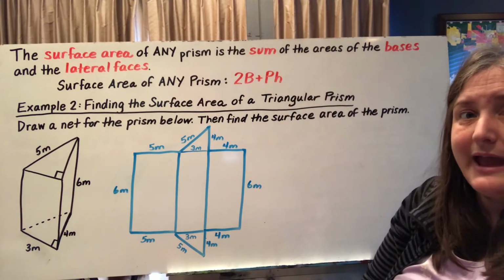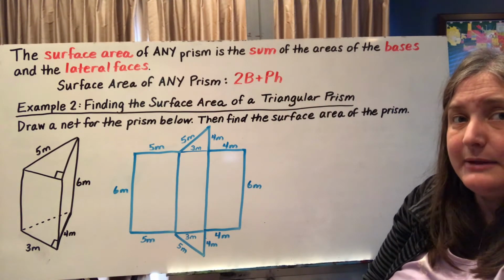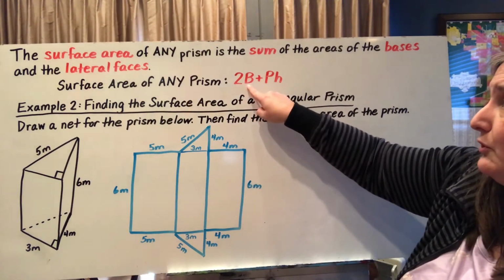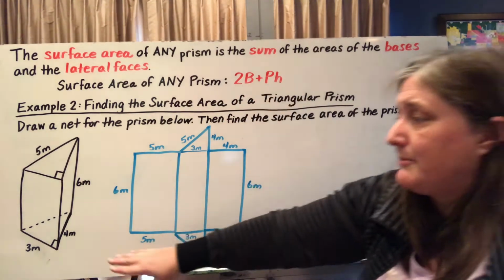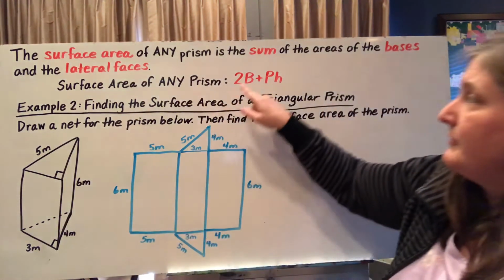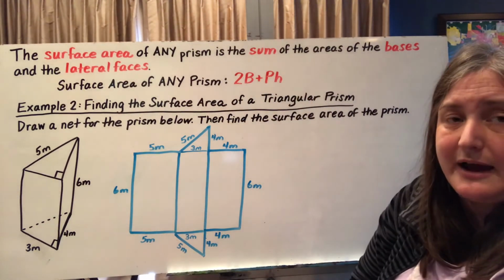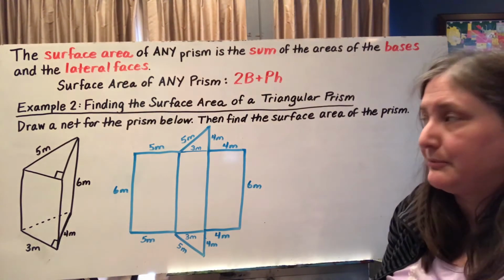So when we see these capitalized variables, it means there's something that we actually have to figure out in order to put in for these. It's not just a number that's on the prism. This is the area of the base, perimeter of the base. So those are going to have to be calculated separately.